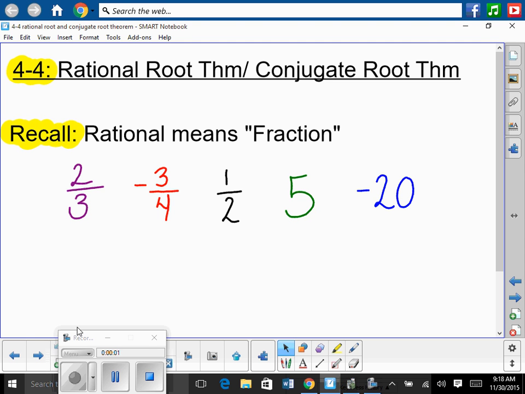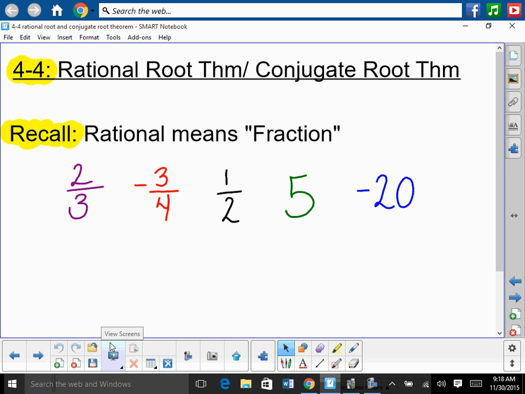Rational root theorem. We've already learned the conjugate root theorem. At the end, we're just going to review that and go over the conjugate root theorem again. But today we're learning the rational root theorem. This is a way cool thing for us, guys, because we can use this to solve so many different types of polynomials. So what we're learning today is really going to help us in our future with math.